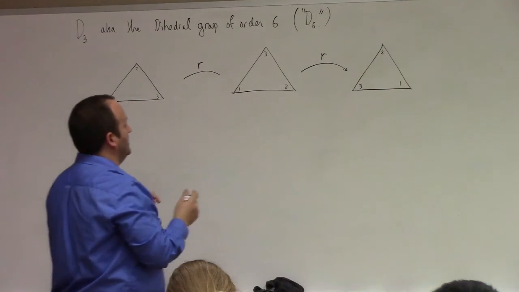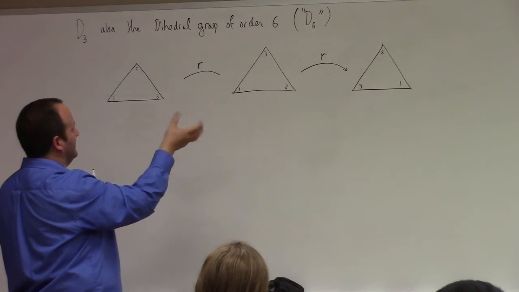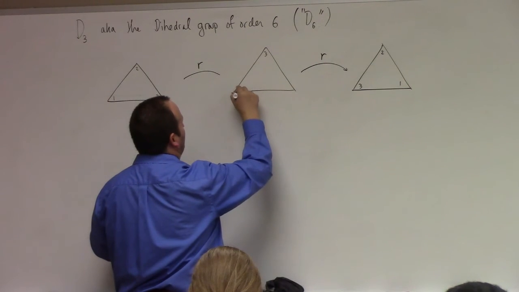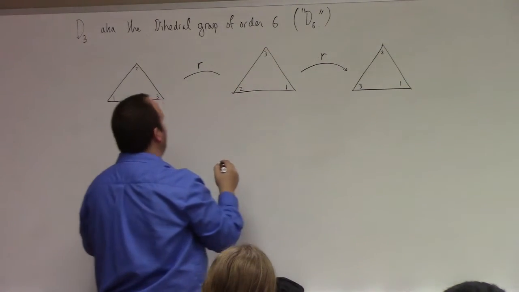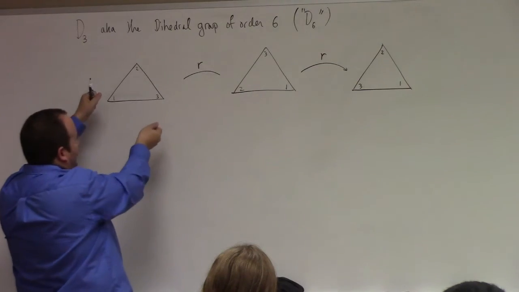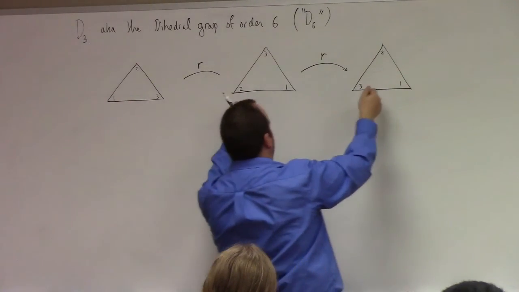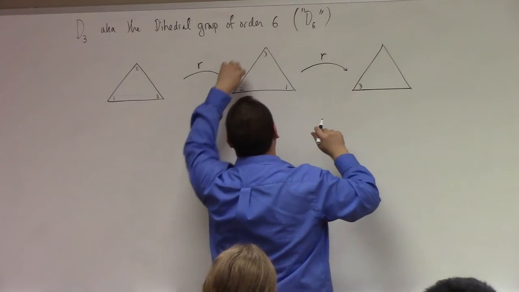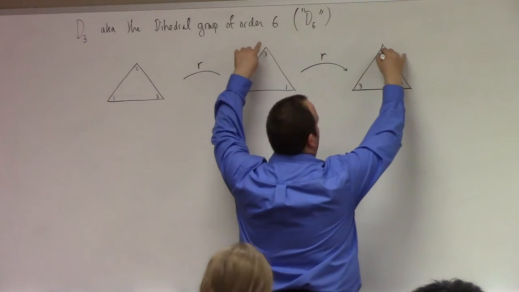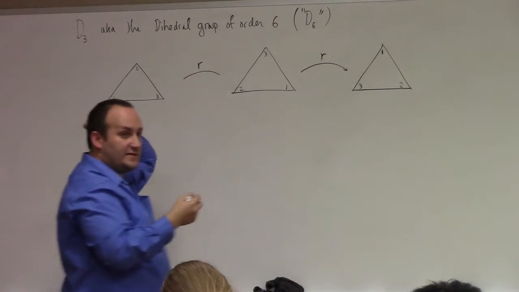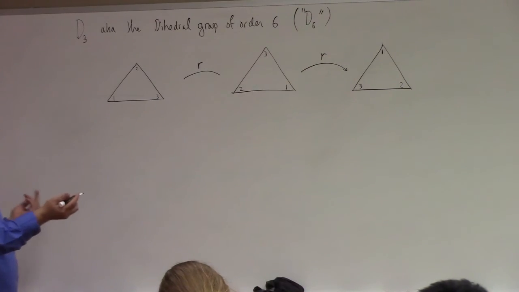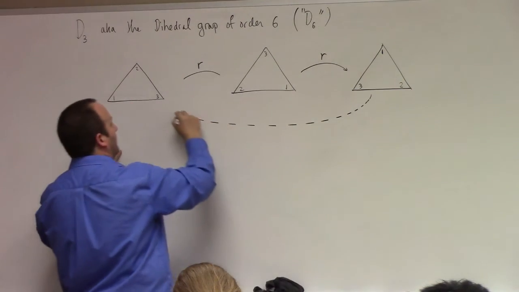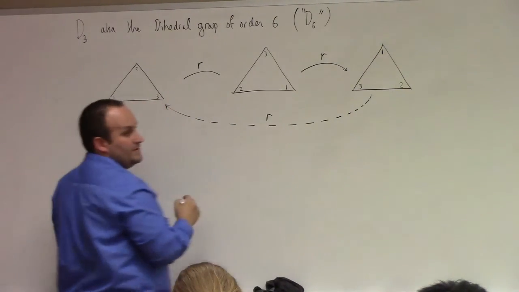Let me make sure I did it right. You can't trust me. I'm trying to do counterclockwise rotations. Counterclockwise. I know the 3 is right. That's about all I'm sure about. So the 2 gets pushed over here, and the 1 gets pushed up there. I'm doing a counterclockwise rotation by 60 degrees. Of course, what happens if you rotate one more time?